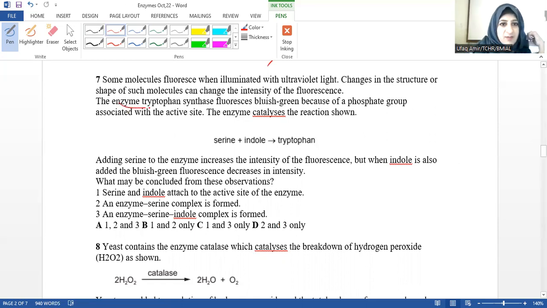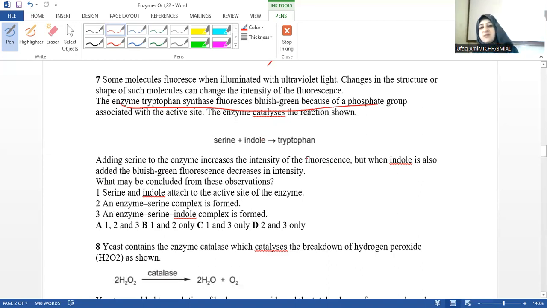So this is the enzyme which is actually bluish green because of the phosphate group in it. But this can be changed when there is a change in the concentration of phosphate groups of the enzyme. So this enzyme is catalyzing the reaction between serine and indole, and tryptophan is being formed in the presence of the tryptophan synthetase enzyme. Adding serine to the enzyme increases the intensity of fluorescence.